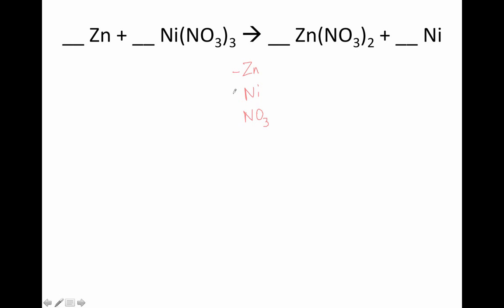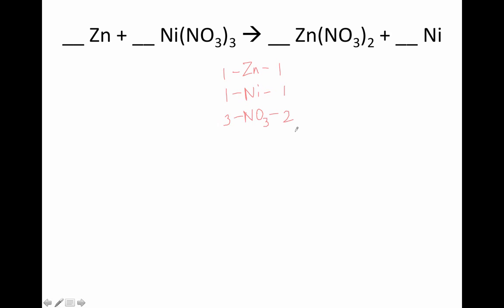Okay, now what I'm going to do is put dashes on either side of these. Now we can keep track of how many of each we have on the left and the right of the equation. So first thing we're going to do, count how many we have. How many zincs on the left? 1. How many on the right? 1 also. How many nickels? 1 nickel. 1 nickel over here. Now how many nitrates? In NO3 we have 3 of them on the left hand side, and we have 2 of them over here on the right hand side.